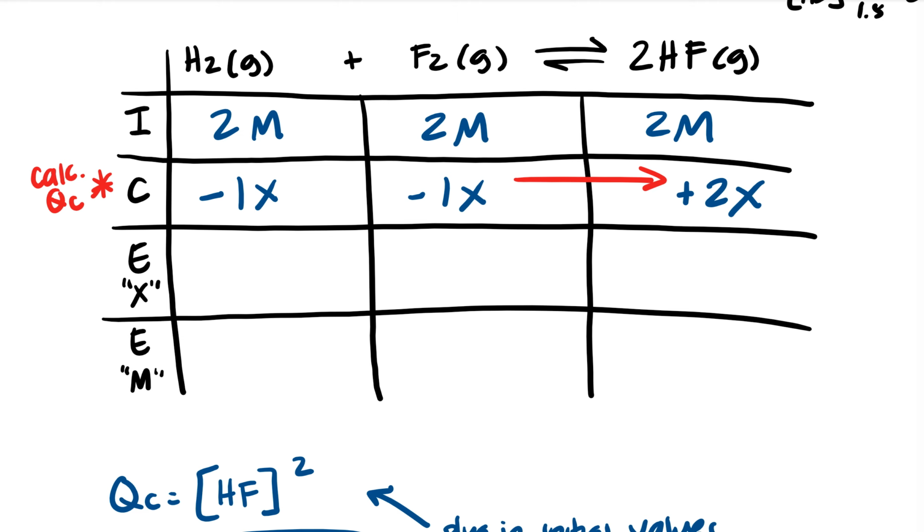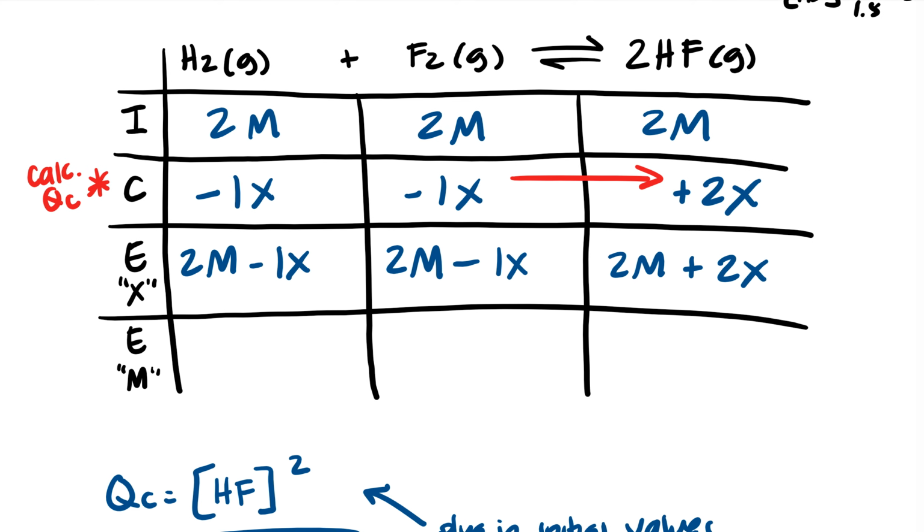Then your equilibrium row, in terms of x, combine the initial and the change rows. Then for the last row, the equilibrium in terms of molarity, remember these two last rows are always equal to one another. And so I go back to the problem. Did they give me any equilibrium concentrations for any of the chemical species? And the answer is no. They didn't tell me any of the equilibrium concentrations. So I can't really use that method where we set the first E equal to the second E. So I have to think of another way in which we're able to solve for x.